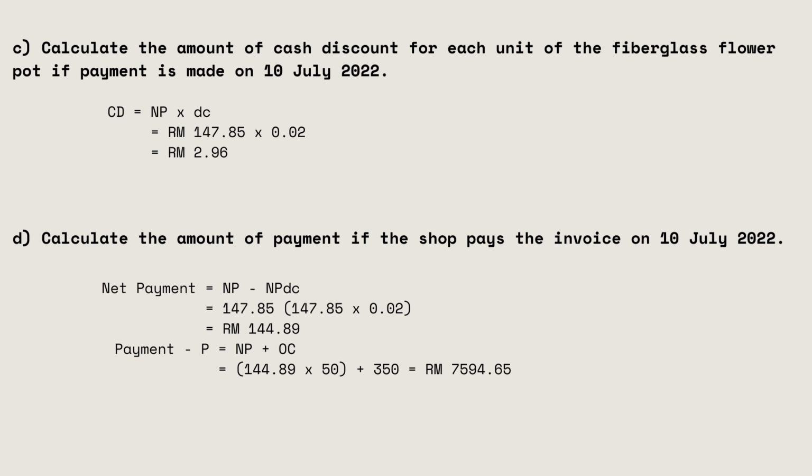Then we need to find the answer for payment using the payment formula. Payment equals net price plus other cost. This is the reason why we need to find the net price first, because the payment formula has a net price. Other cost is the insurance or transportation cost included. So let's refine it. 144 ringgit 89 cent multiply 50 plus 350 equals 7,594 ringgit 65 cent.